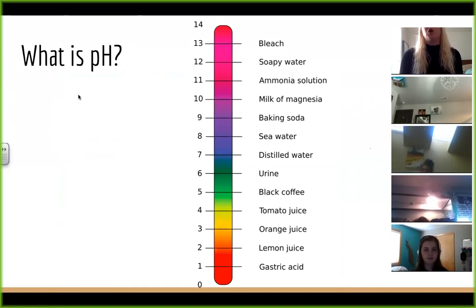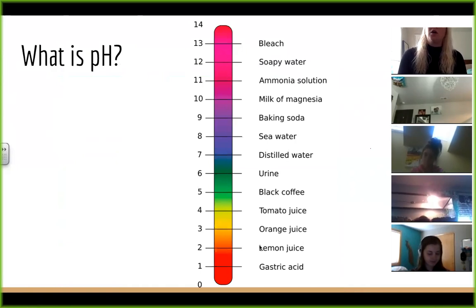But most of us have at least heard of pH, right? Which, if you have studied it in depth, you will know stands for potential hydrogen. And in chemistry, you'll learn more about how to calculate all that stuff. There's math involved. We're not gonna do that. We just wanna know about the scale.